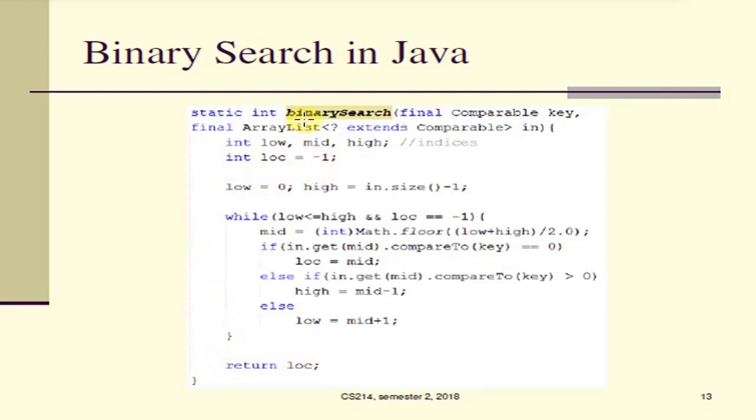And so if the binary search method returns a -1, that tells the caller of that method that in that array list, that key does not exist. Okay, so that is how the binary search method or algorithm looks in Java. Now I know you will find different versions of this code online, and I recommend that you try them all out and understand them.